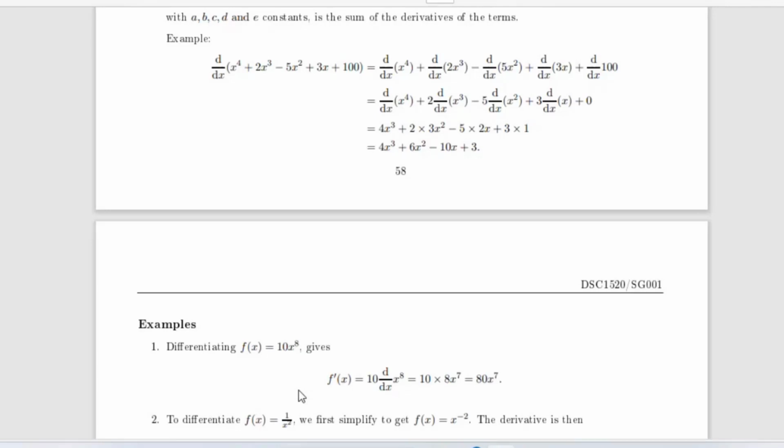You see, I said it must sink in. Yes, then we multiply by that 10. That is why our answer is 80x to the power 7. Can anybody follow this? Yes, sir. Okay.